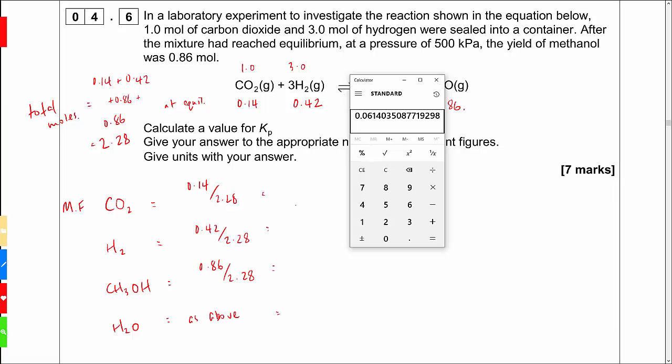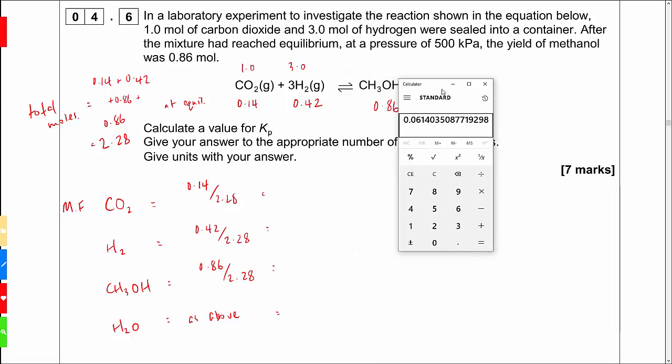0.061403. Now I can't use this number as it is, it's just a nightmare. I'll tell you what I'm going to do. I'm going to be sneaky here. Ultimately, you'd work out the mole fraction of each one, but we want the partial pressure of each one. So we need to multiply all of these by the total pressure of 500 to turn them into partial pressure. So I'm just going to do that in here to reduce some of my error. Now we'll do times by 500 there, and we'll do this to get 30.7017.